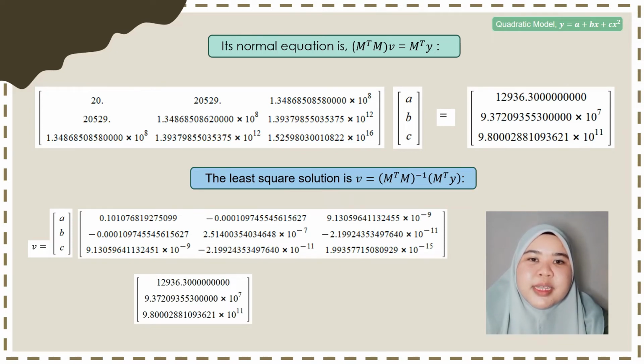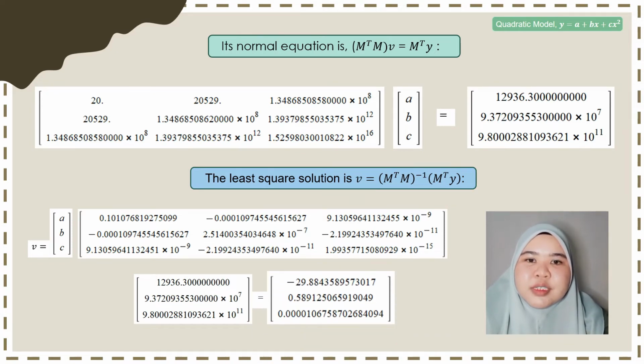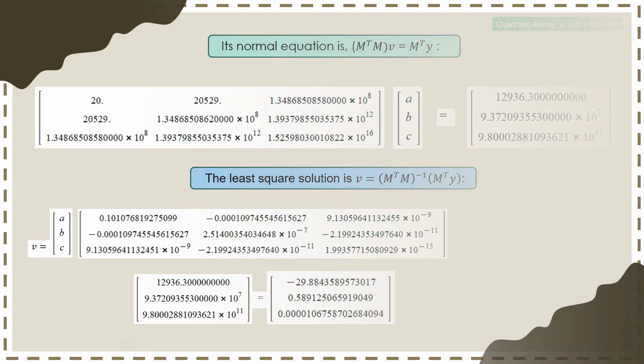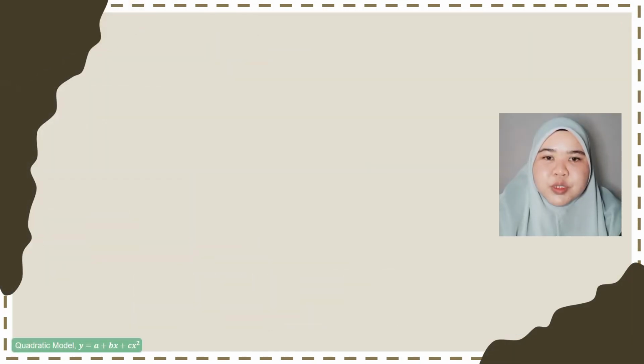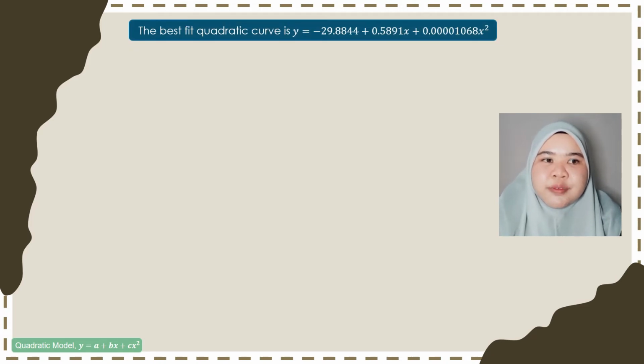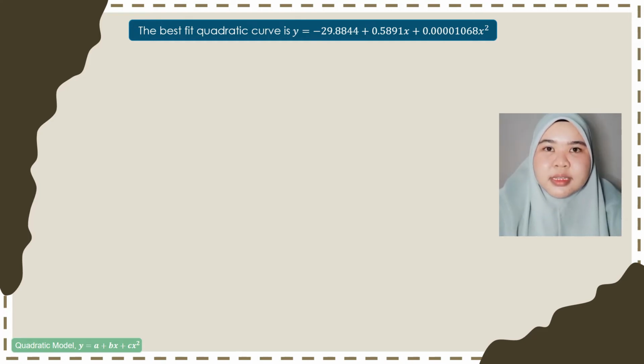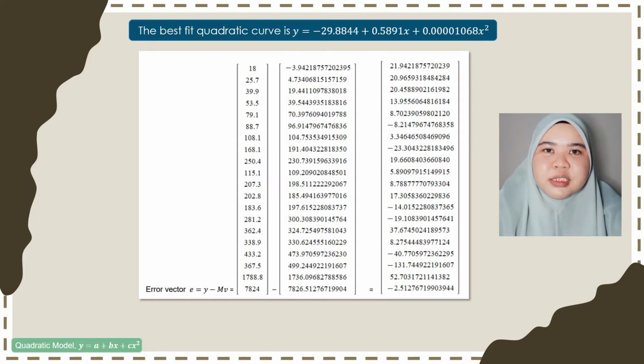So, we will get negative 29.884, 0.36, 0.58913, and 0.0001. From the least square solution, we get the best fit quadratic curve. The best fit quadratic curve is y equal to negative 29.88436 plus 0.58913x plus 0.0001x squared. Next, we need to find the error vector, which is E equal to y minus MV.